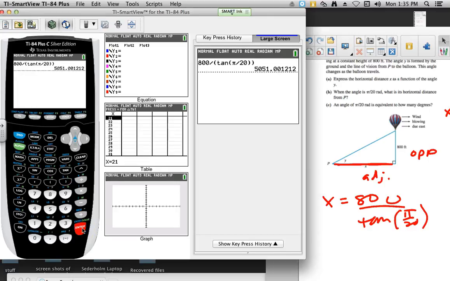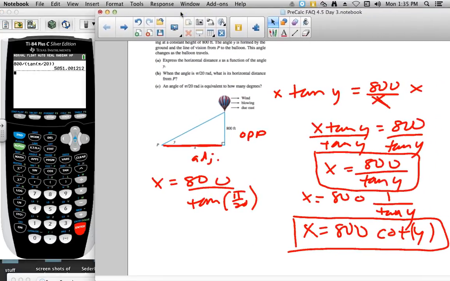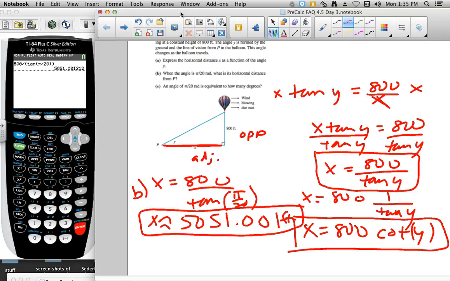And there we are. It says when the angle is pi over 20, what is the horizontal distance from P? We use 3 decimal places here, but the last digit is pretty small, it's 1/1000th. But we would certainly put that x is approximately 5,051.001, and this was all in feet. So there's part B.